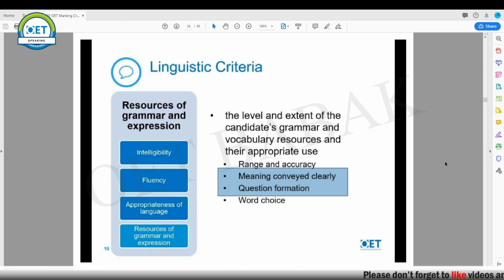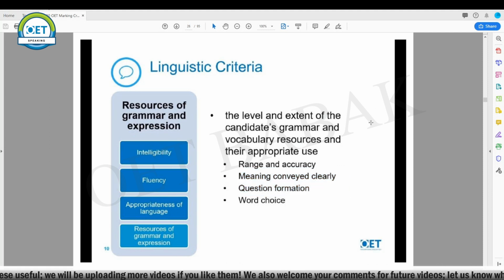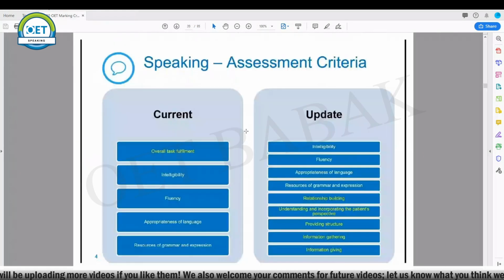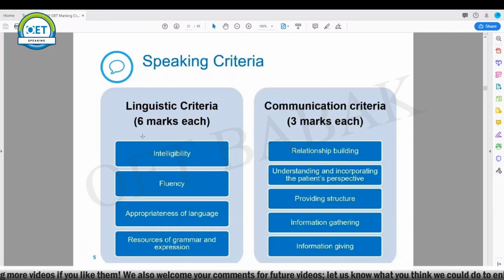I don't know why the OET people emphasize question formation so much, but they are nearly obsessed with it. They say how you ask questions, which is open questions first and then closed questions later. I would say they're just a little bit short of obsession on question formation, but that is something they emphasize. Okay, so that is the linguistic criteria, which is 6 marks each. So 6 by 4 is 24 marks.